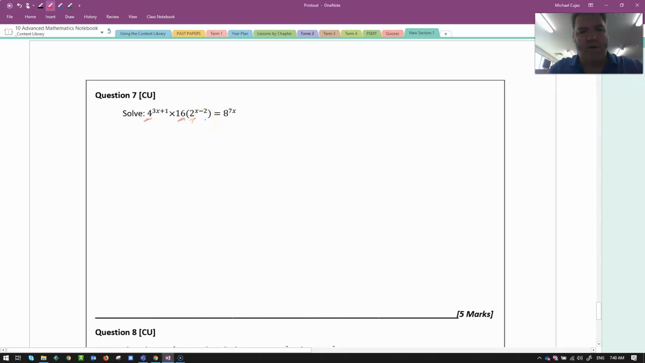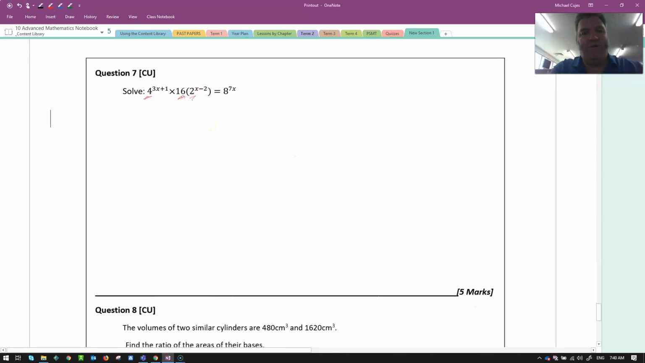So ready to go with the complex unfamiliar questions from paper 1, term 1. You see I've already started underlining here for you. 14, 2, 4, 16, 2 and 8. All powers of 2. Oh look, and it's an index equation. I'm going to need to write everything as a power of 2.